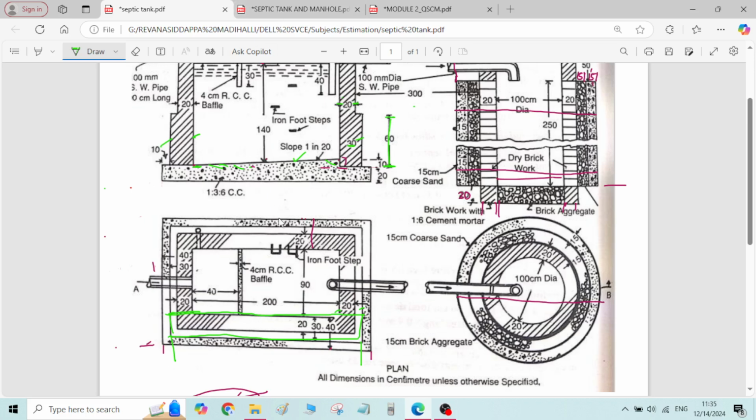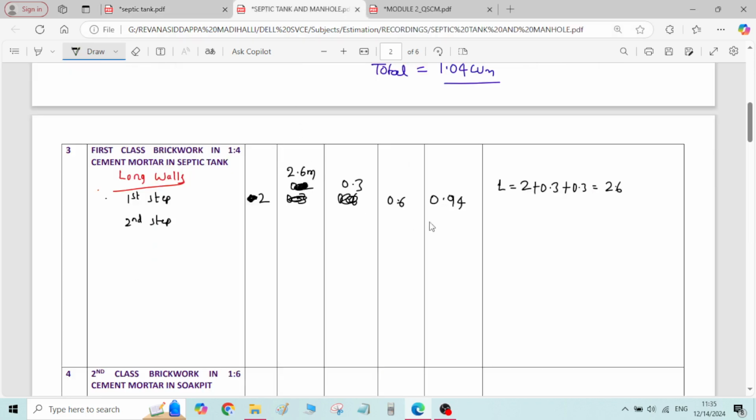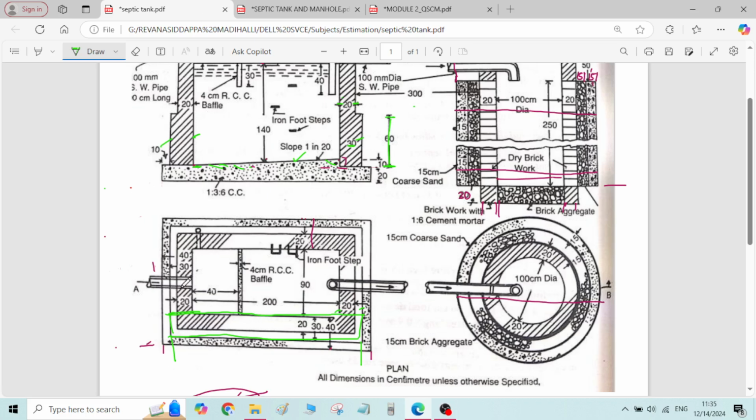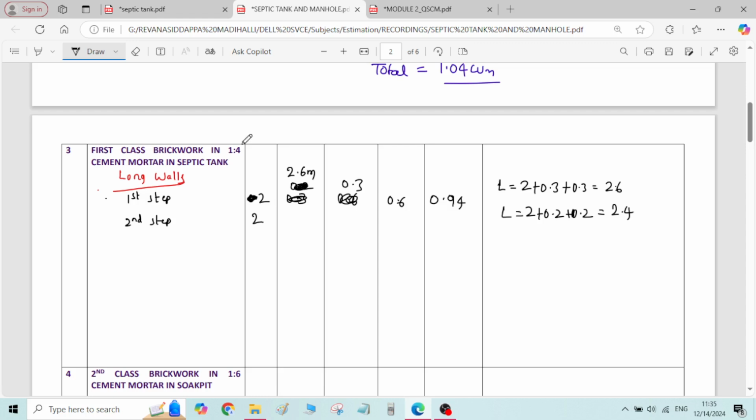So it is 200 plus 20 plus 20, or in terms of meter it is 2 plus 0.2 plus 0.2. L is equal to 2 plus 0.2 plus 0.2. You will get 2.4 meter as length. So numbers is 2. There are two number of short walls. Here left side one side, one number, and the right side one number. Two number of short walls and two number of long walls. Don't forget to take these numbers. Okay. Two number of short walls.